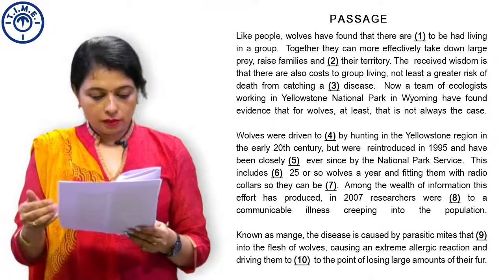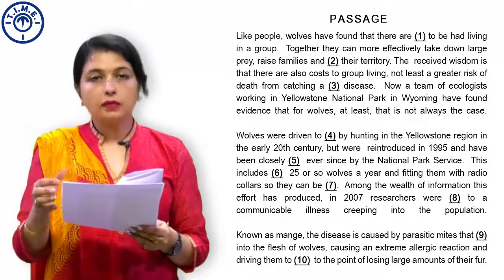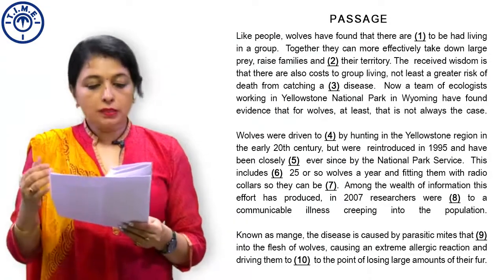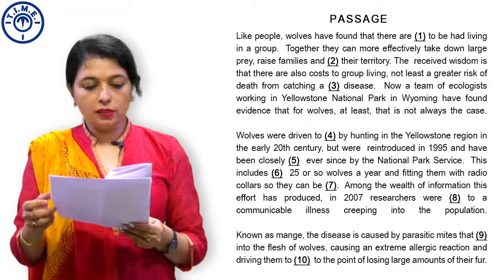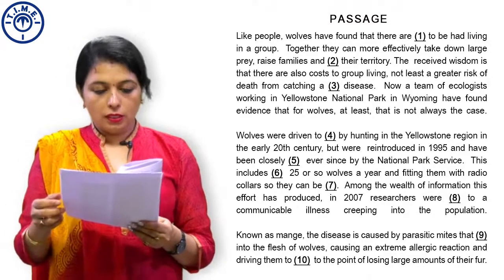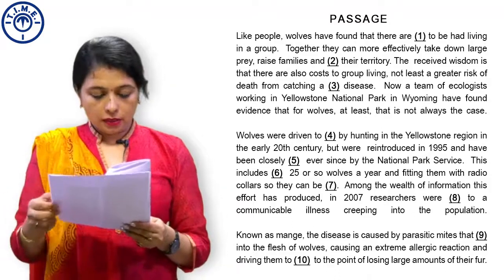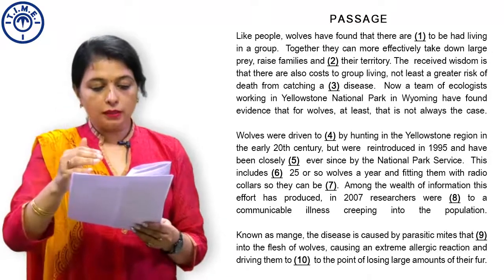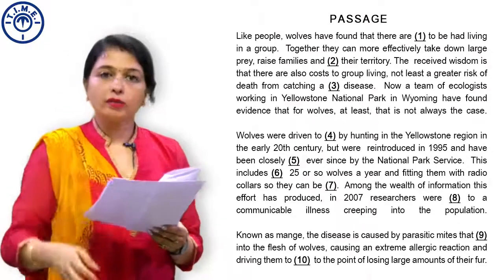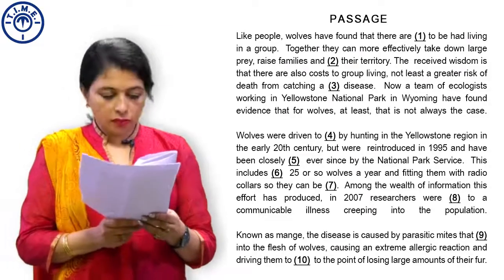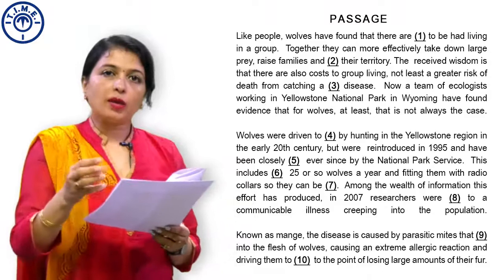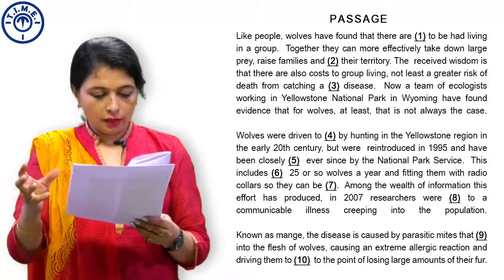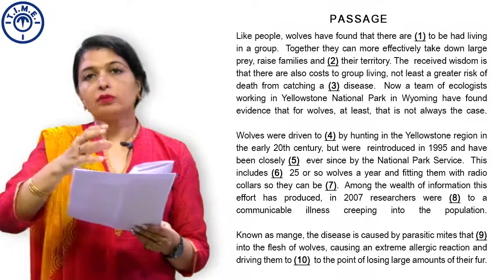Now, after this, they were monitored and it was ensured that they do not again meet the same fate. This includes dash 25 or so wolves a year and fitting them with radio collars so that they can be dash. In order to keep track of them or in order to make sure that they are not again driven into extinction, the National Park Service people must definitely have kept a watch on their movements and these movements were recorded and studied. So, they had to be fitted with radio collars.